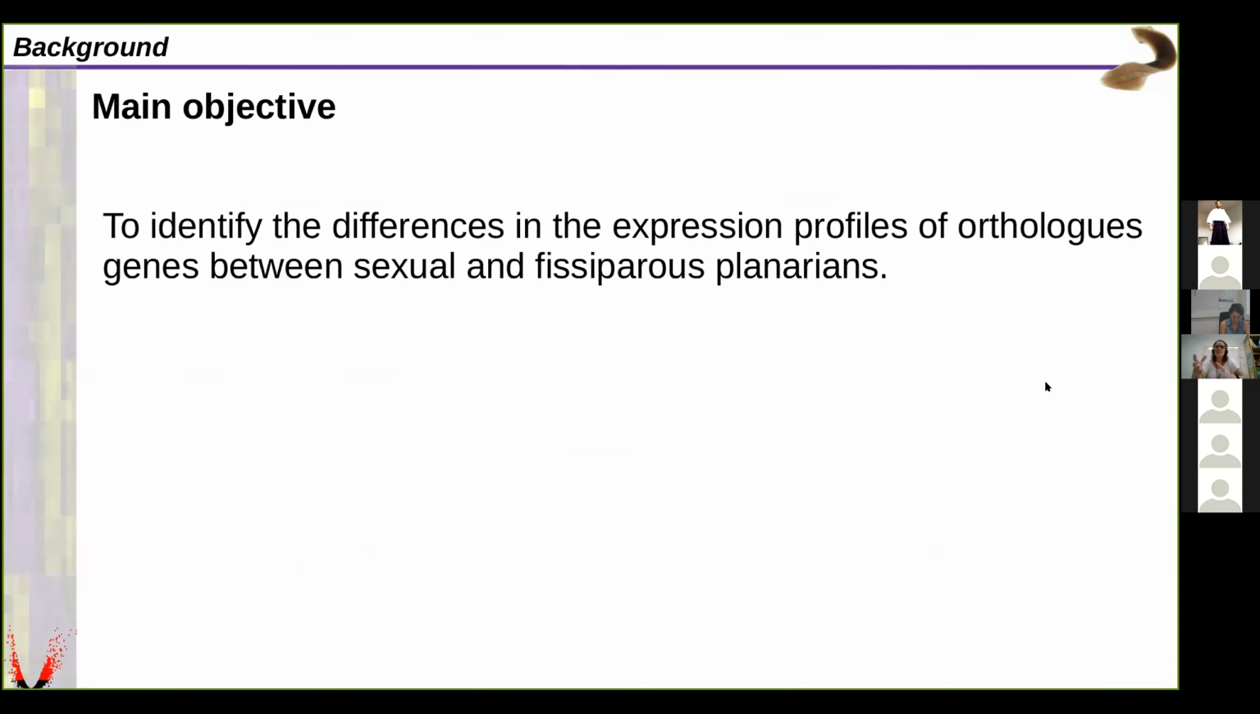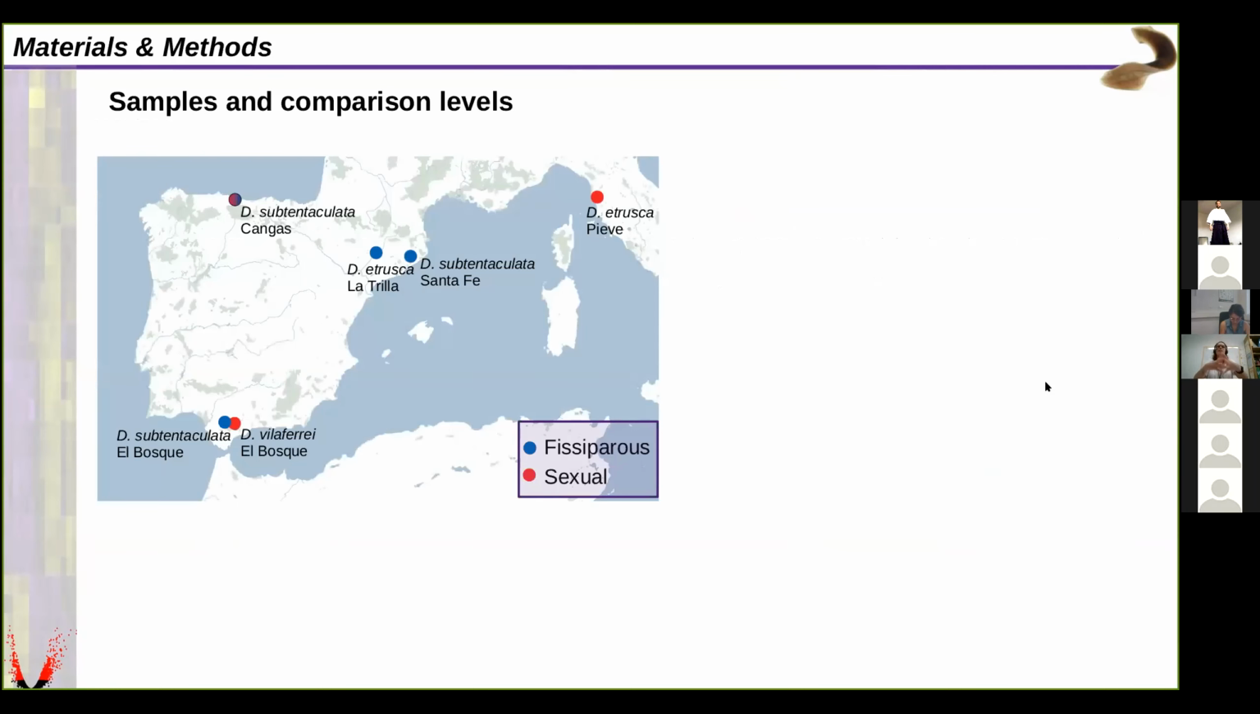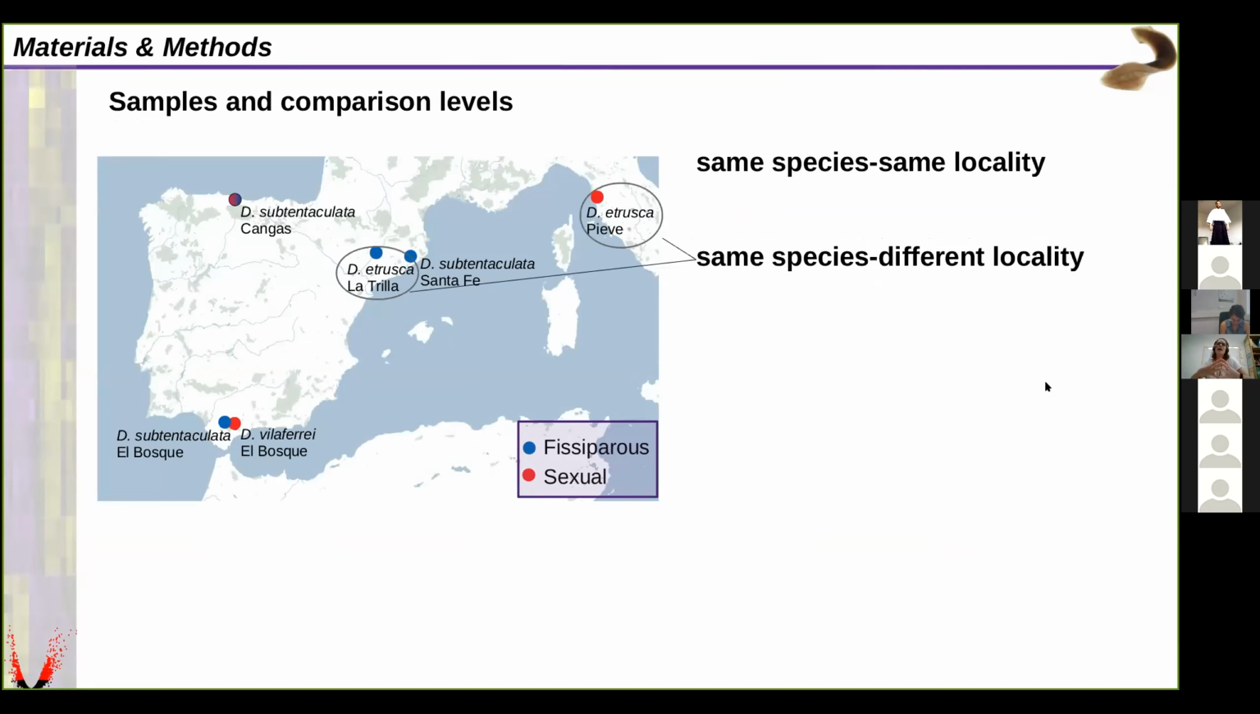With all this information, we want to identify the difference in the expression profiles of orthologous genes between sexual and fissiparous planarians. For that, we studied the Iberian Peninsula and Italy, and we established 4 comparison levels. We compared fissiparous individuals with sexual individuals of Dugesia subtentaculata in the same locality, Cangas. We compared a fissiparous population of Dugesia etrusca from Latrilla and a sexual population of Dugesia etrusca from Prive.